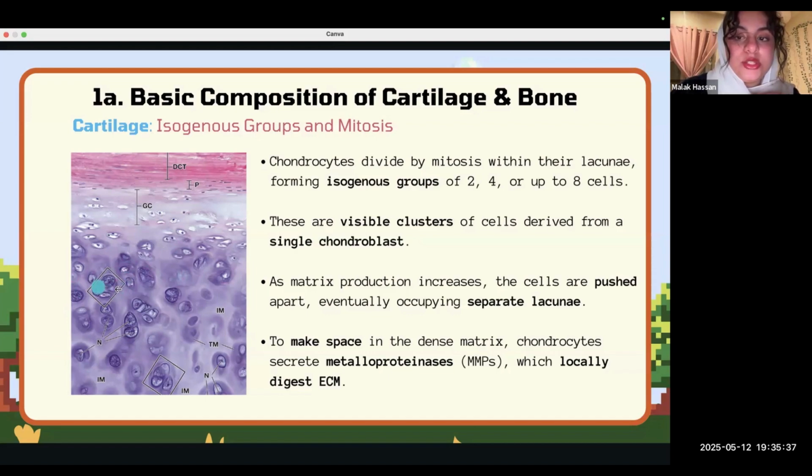And these clusters, we can see them under the microscope, right? They all come from a single chondroblast. So it's not just a coincidence that they're there together. No, they come from the same chondroblast. Now, as the cells start to produce more and more matrix, they're eventually going to separate from each other, and then they're going to occupy separate lacuna. So you can see here there is a chondroblast and a separate lacuna, chondroblast and a separate lacuna, etc.